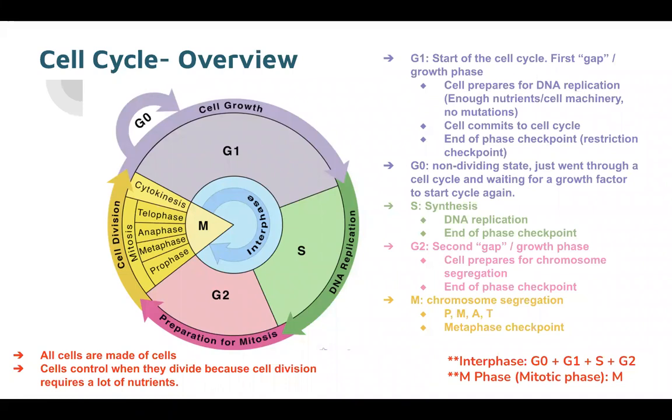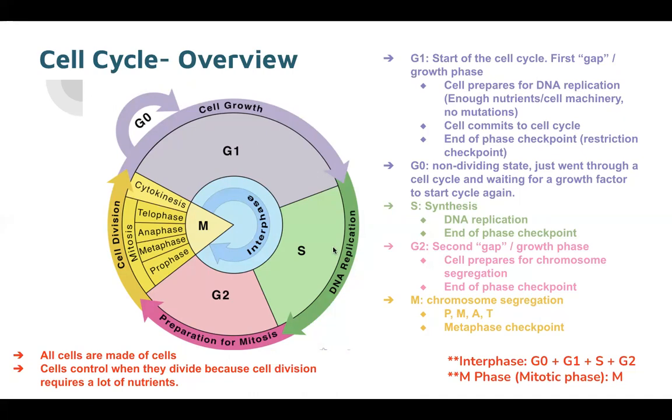We call this gap 1, or the first growth phase, right? And in G1, the cell prepares for DNA replication. It's going to check to make sure it has enough nutrients, the correct cell machinery, and that we have no mutations within our DNA. Also in G1, the cell is going to commit to the cell cycle, and this is after we pass the restriction point that's over here at the end of G1. After G1, we're going to bring it into S phase.